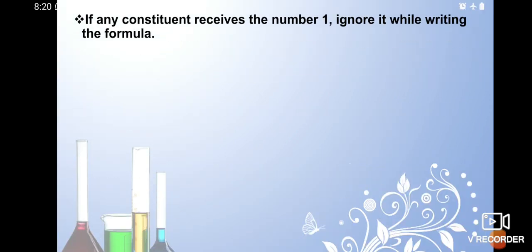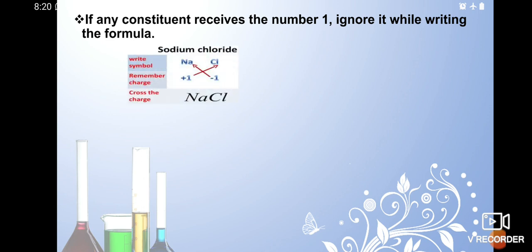Then what is the next one? If any constituent receives the number 1, ignore it while writing the formula. So here, if you observe, for sodium chloride, sodium has valency 1 and chlorine has valency 1. In this case we can ignore their numbers because both have the common valency, that is 1, 1. We just write it as NaCl. Okay, students, like this.